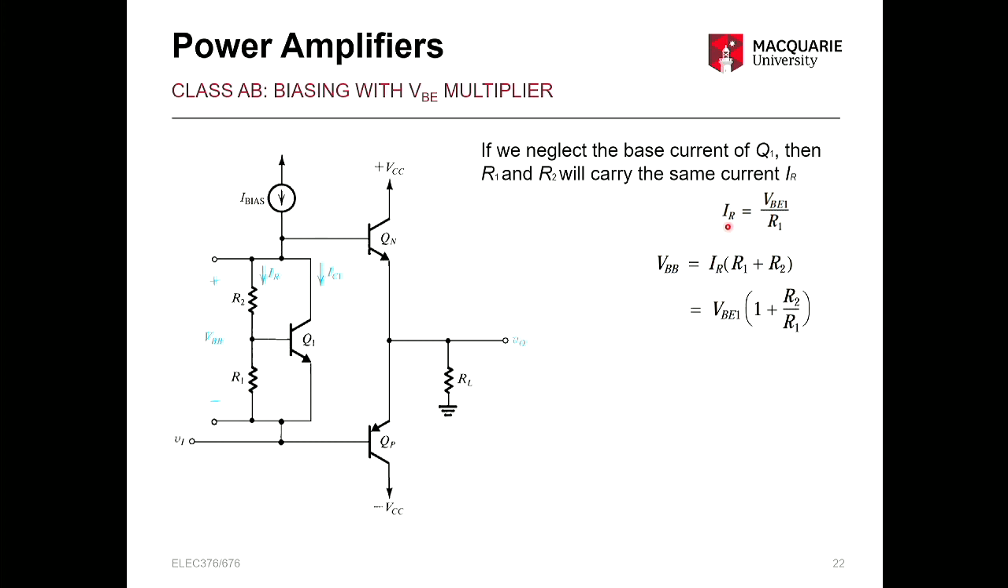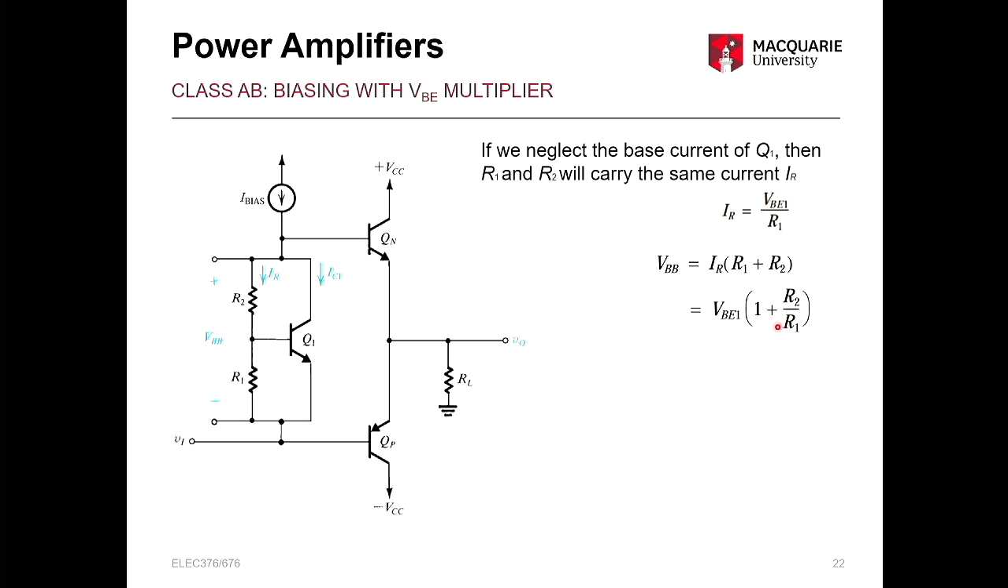And plugging in that top equation, we can then show that VBB is equal to VBE1 times (1 plus R2 over R1). So you can see why this is called a VBE multiplier, because your VBB voltage is VBE multiplied by some factor, which you can control by changing your R2 and R1 resistors. So in your discrete circuit, you have full control over that.